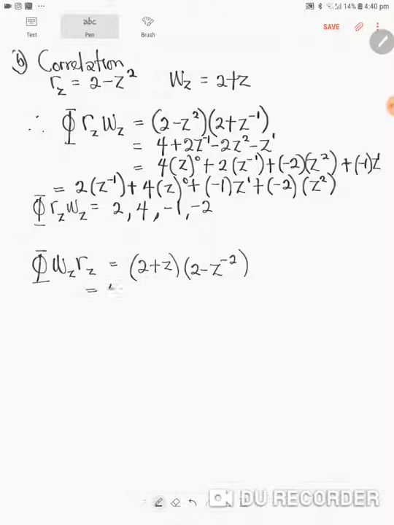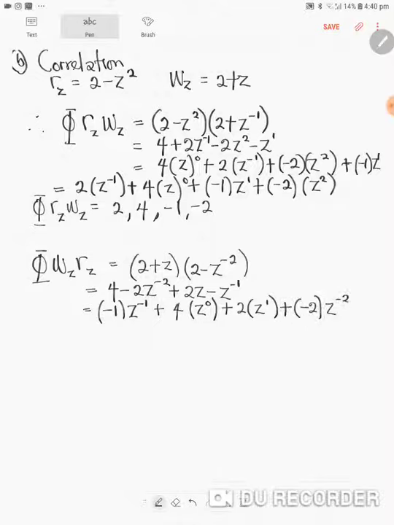So we'll have 2 times 2, 4, 2Z raised to power minus 2, 2Z, Z raised to power 1 minus, that's minus 1. So we have to reorder, so it will be minus 1, Z raised to power minus 1, plus 4, Z raised to power 0, plus 2, Z raised to power 1, plus minus 2, Z raised to power minus 2.